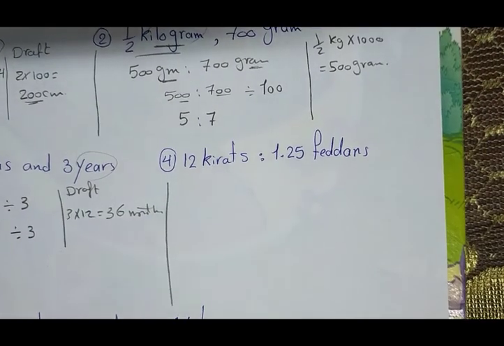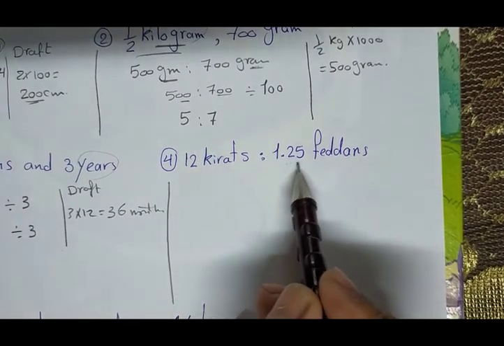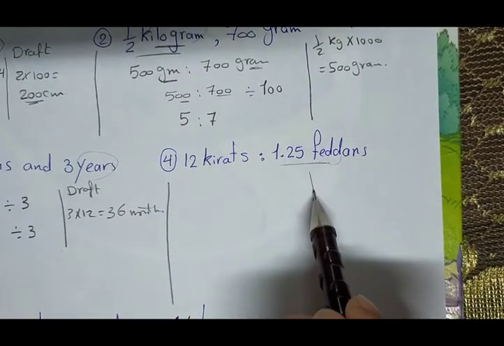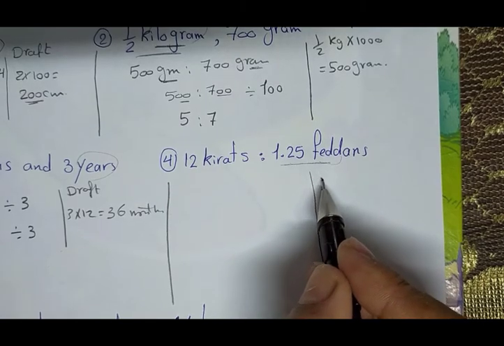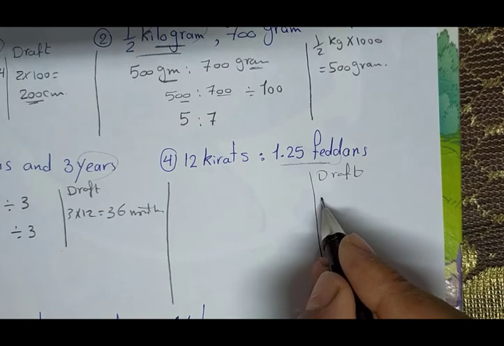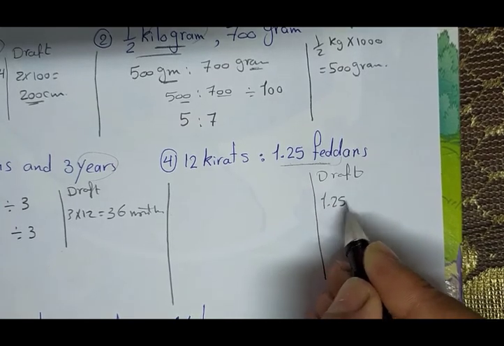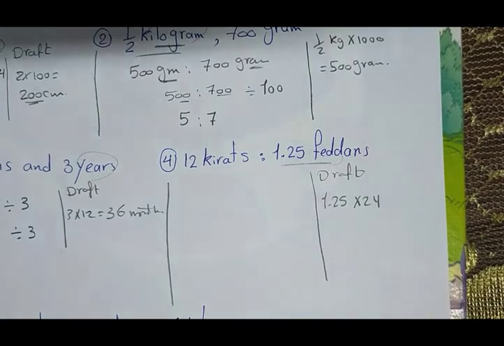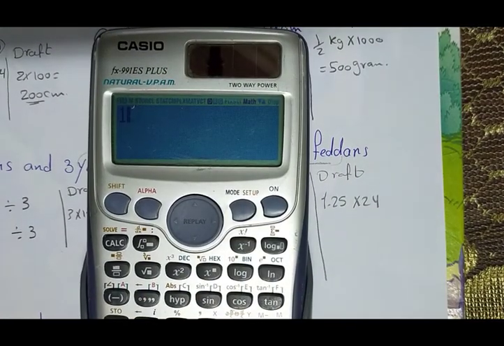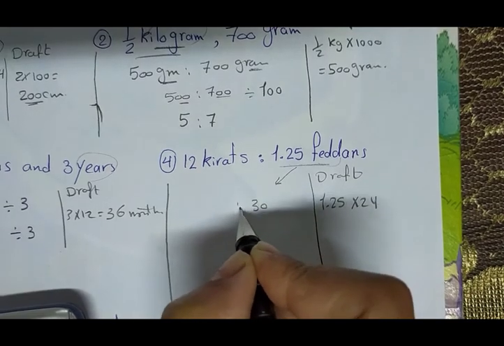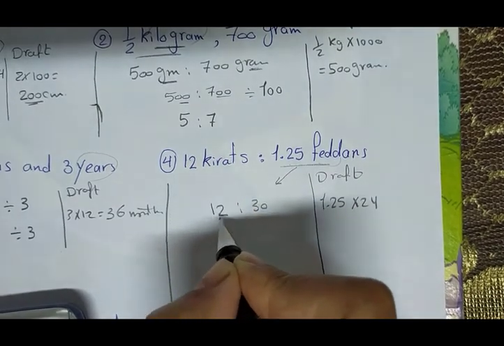And next, 12 qirats and 1.25 feddan. I have a problem here. This feddan and this qirat are different units. So in the draft, I convert feddan to qirats by times 24. 1.25 times 24 equals what? Using the calculator, 1.25 times 24 equals 30. So I can replace this by 30 what? 30 qirats, and this stays the same, 12 qirats.